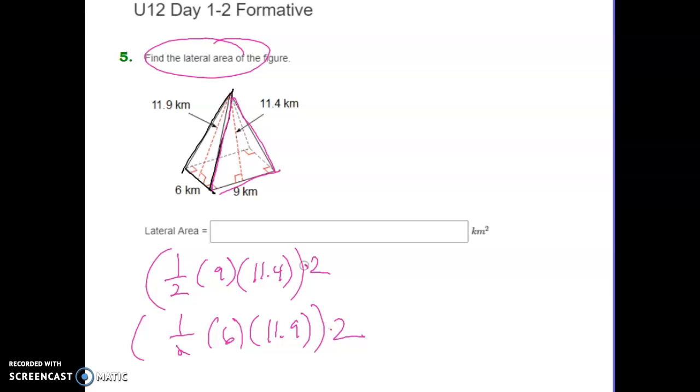So that should be 102.6, and this should be 71.4. When you add them up, you get 174 kilometers squared. And that's all.